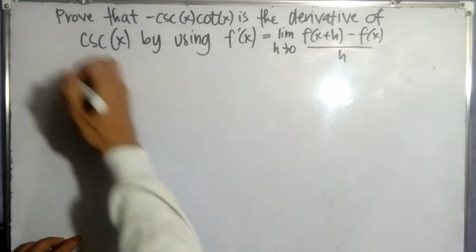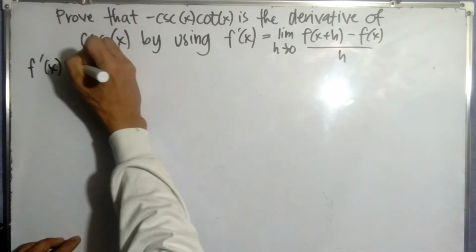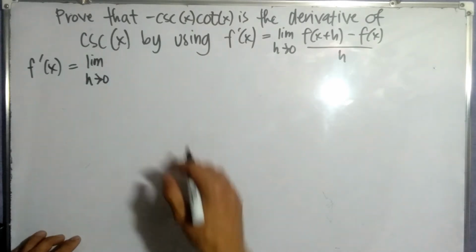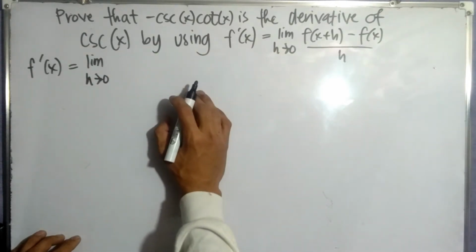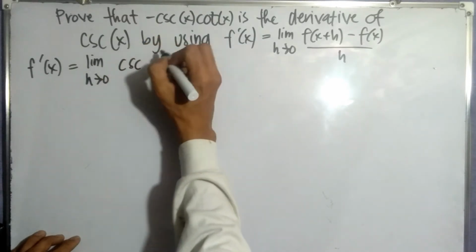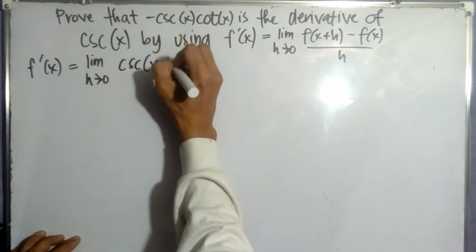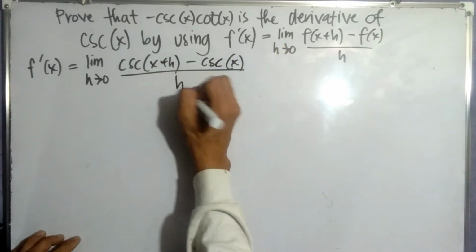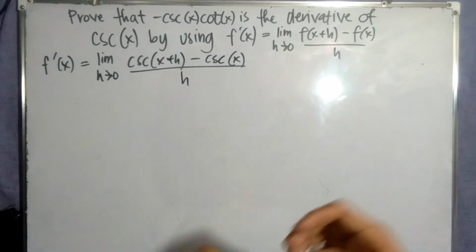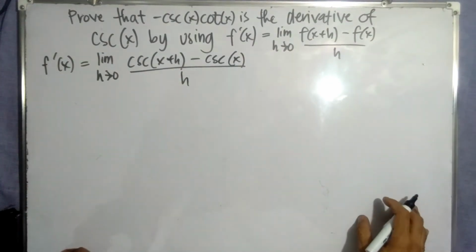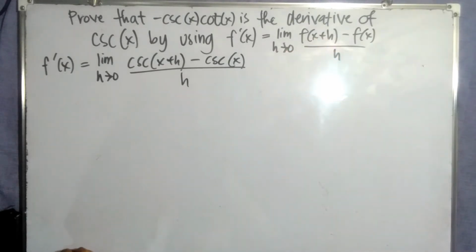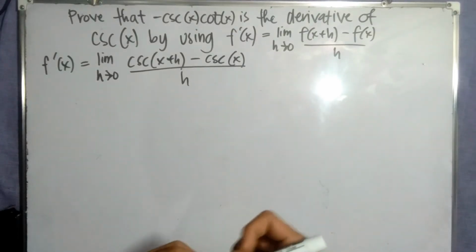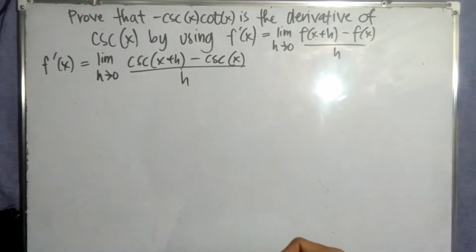So, let's start. By the derivative definition, f prime of x is equal to the limit as h approaches 0 of f of x natin, this cosecant x plus h minus cosecant x all over h. So, ang gagamitin nyo ditong formula to evaluate this is the sum of two angles ng sine function. Bakit? Kasi ang reciprocal identity ng sine function is the cosecant function.